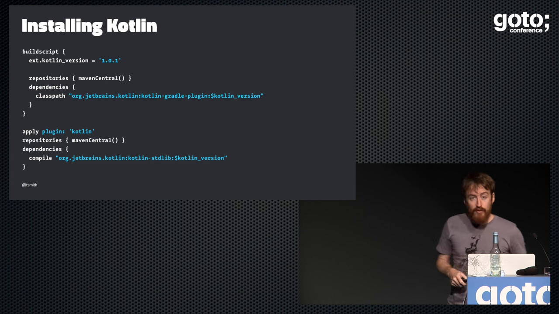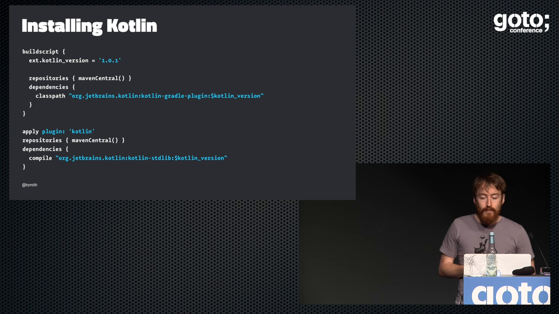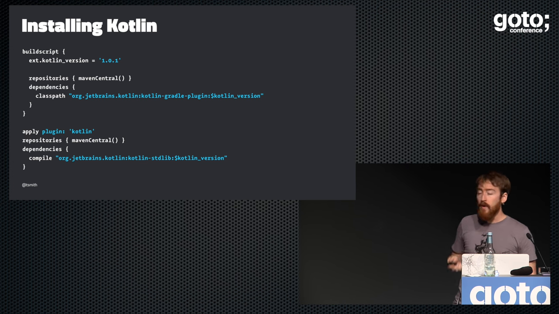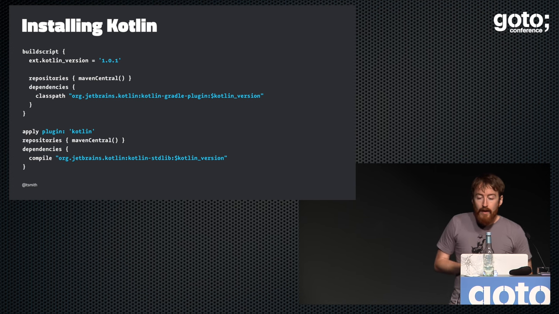Of course, to use Kotlin, we need to install it. It's quite simple to install using Gradle. We just add a build time dependency and apply the plugin. And then we include the standard library and runtime. We can intermix the .kt files and the Java files and the Groovy files.